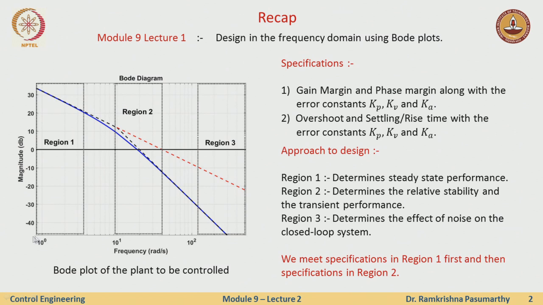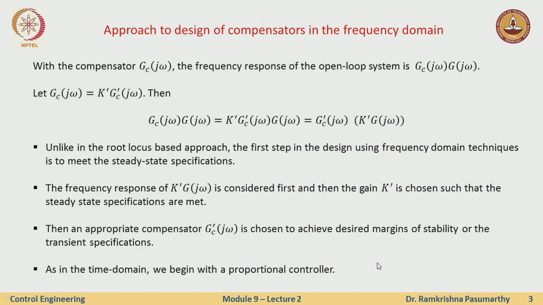So what happens in the frequency domain? We saw that the lower frequency region decides my steady state performance in terms of a certain Kp, Kv, or a Ka. Region 2, where the gain margin and phase margin concepts come, determines the relative stability and the transient performance, and the higher frequency region determines how we are handling noise, is it amplified or not, and so on. Here we would be interested typically in region 1 and region 2, and we will see how we go about looking at a design problem.